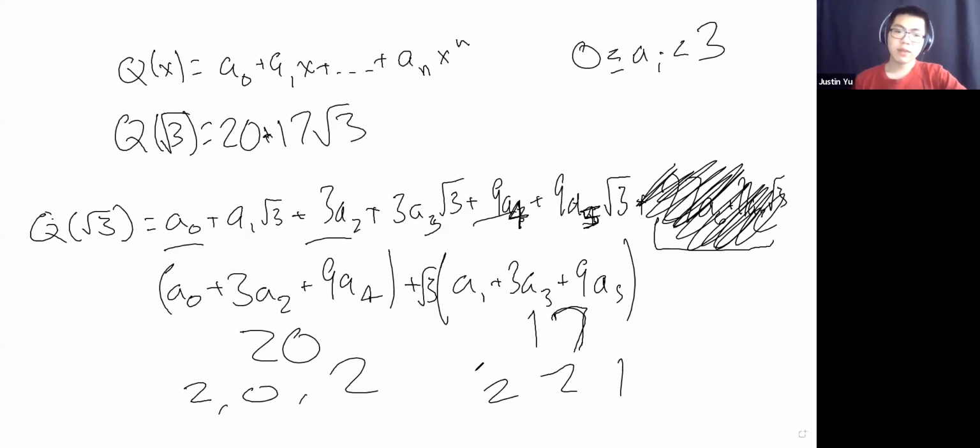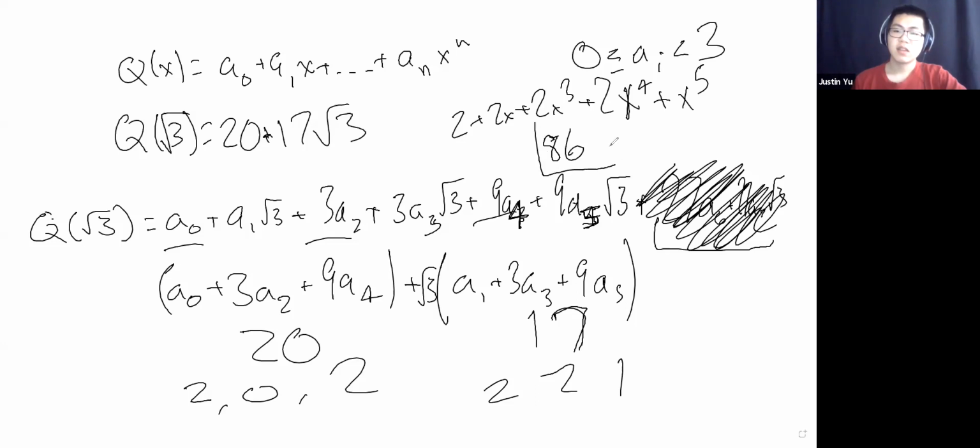So overall, once we plug these back in, our polynomial is actually 2 plus 2x plus 2x cubed plus 2x to the 4th plus x to the 5th. So what do we get when we plug in 2? The eternal question. Right, I see somebody says 86. I really hope that's right, because I hate doing arithmetic. So yeah, this is what we got.